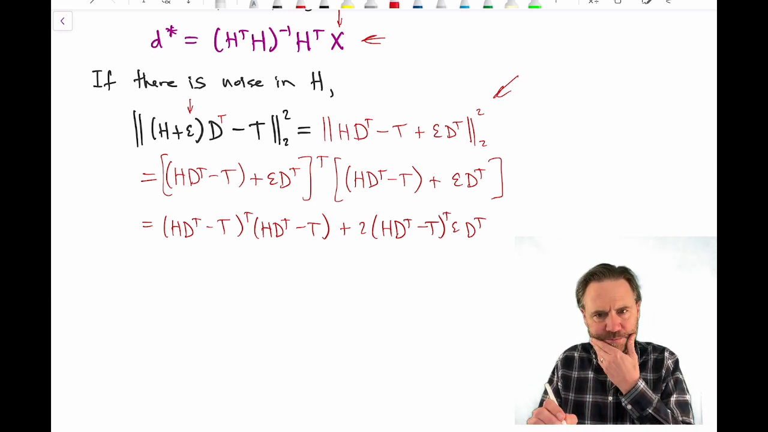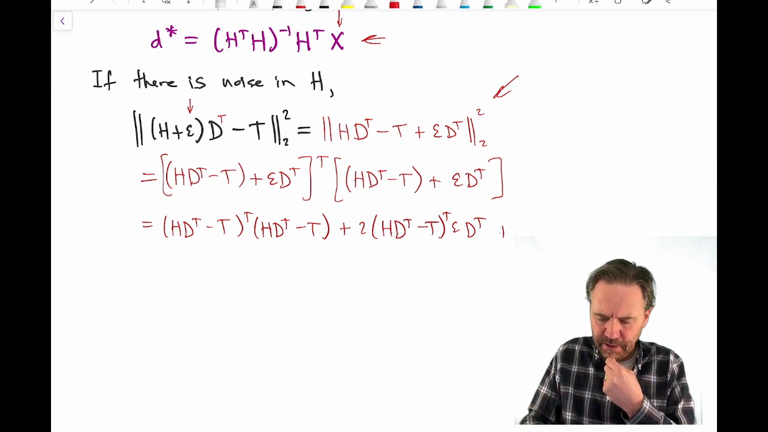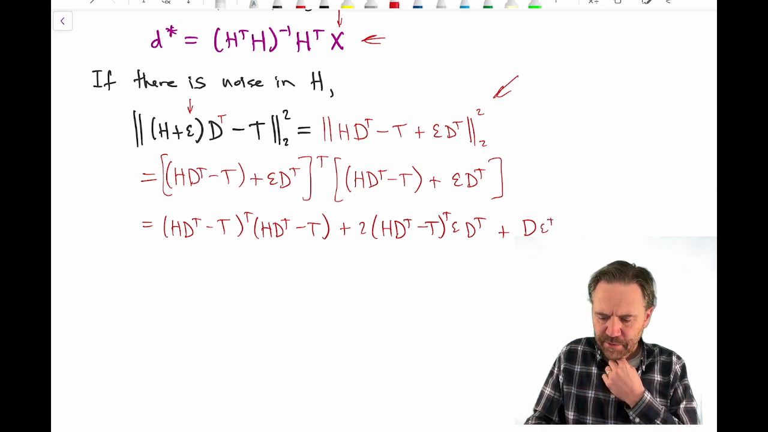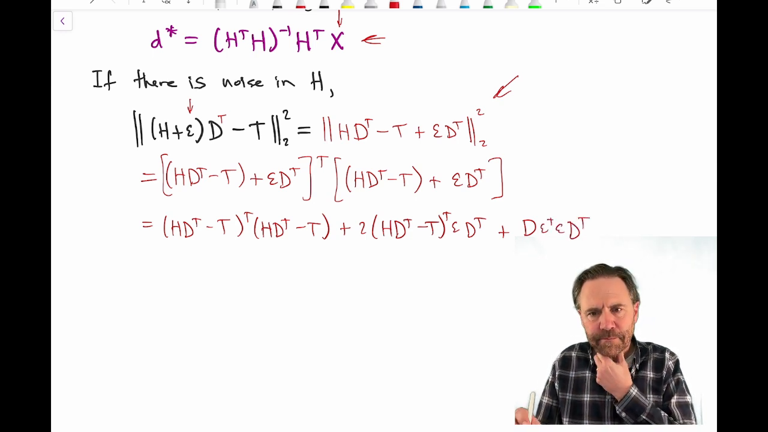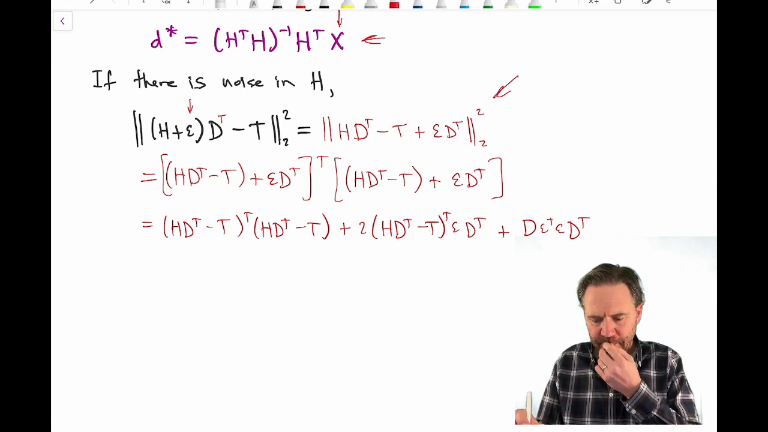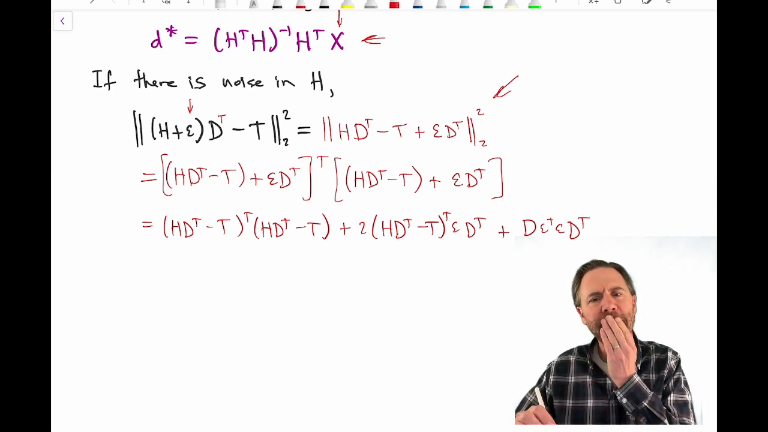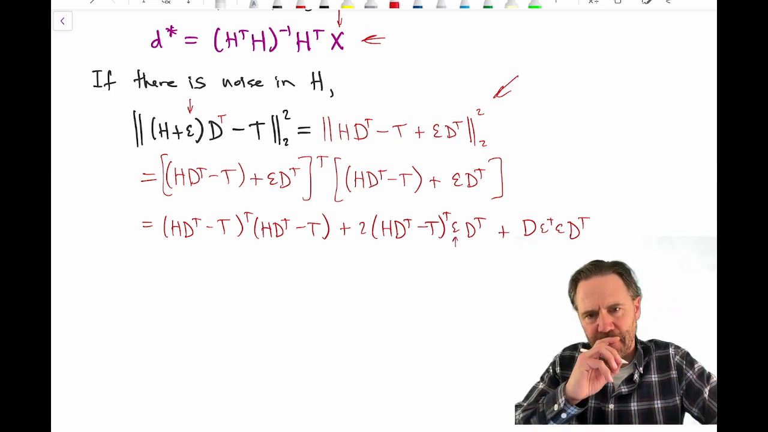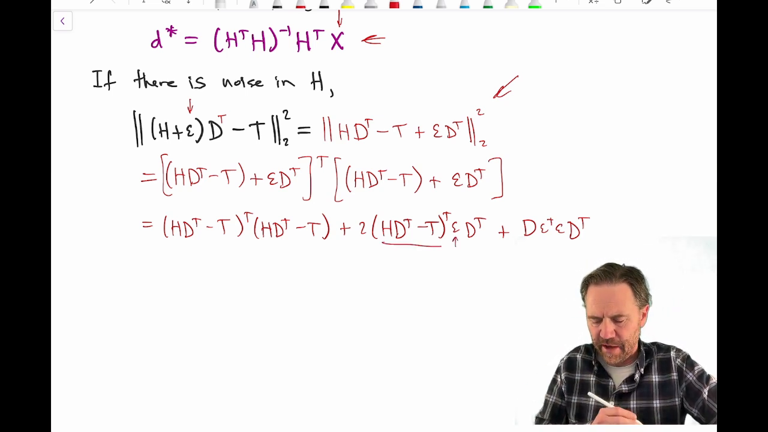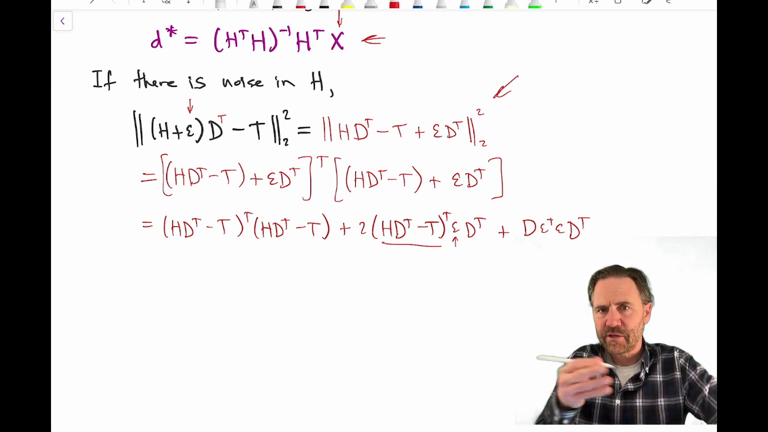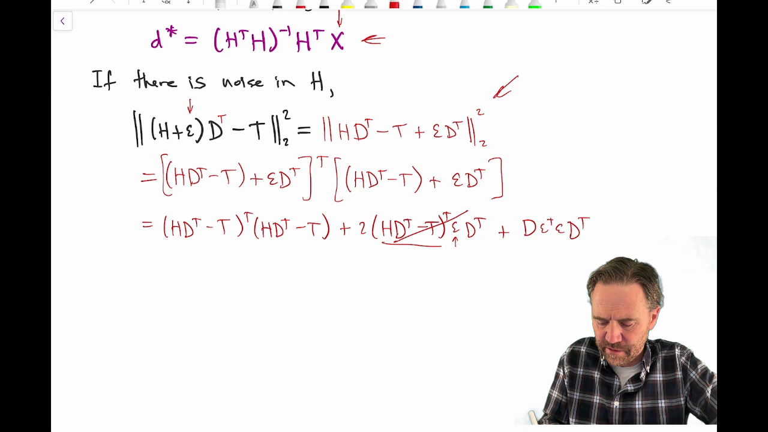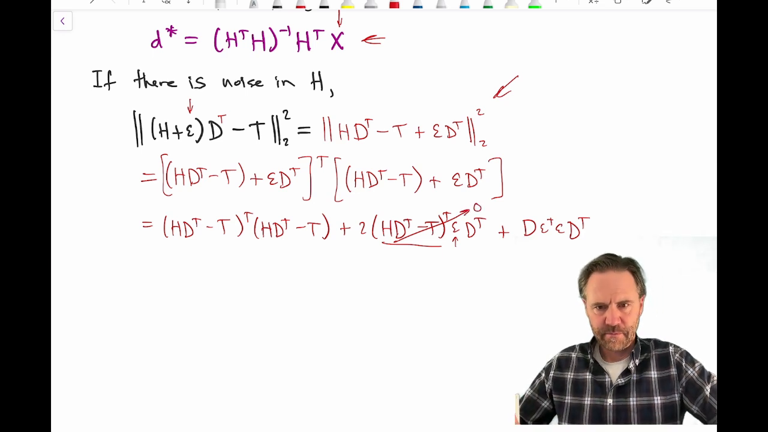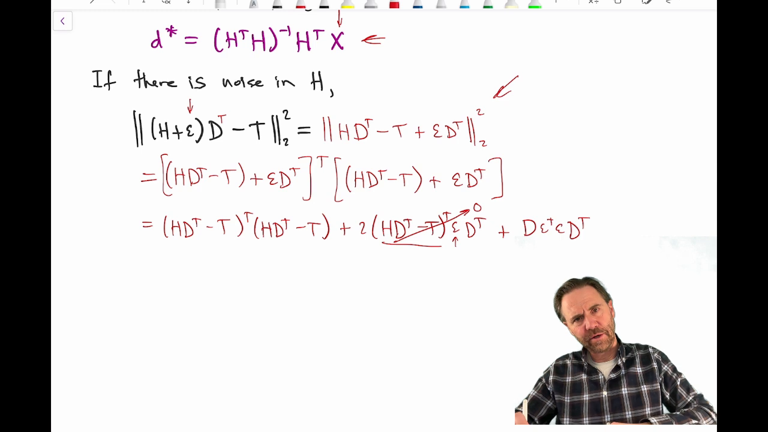That should be transposed. Yep. Plus D times epsilon transpose epsilon times D transpose. Now, since this noise here is independent of that error, that should basically on average give us 0. Hope you can accept that.